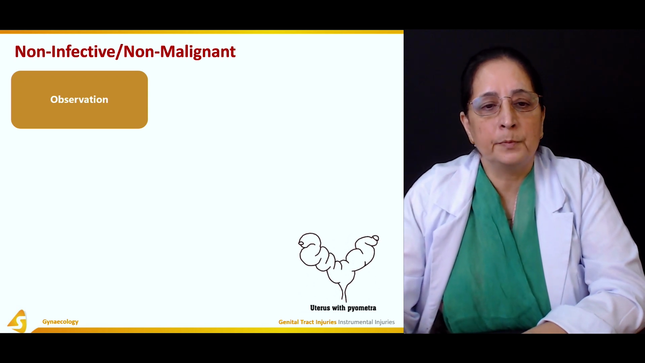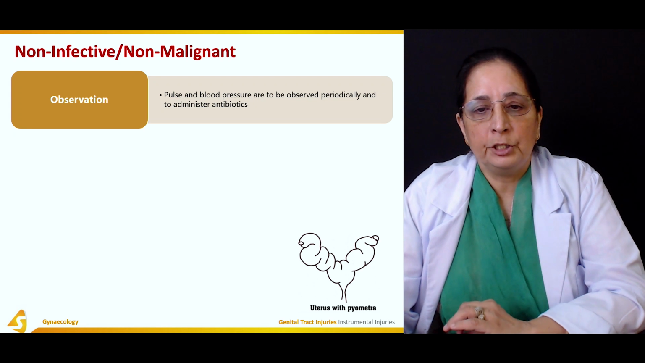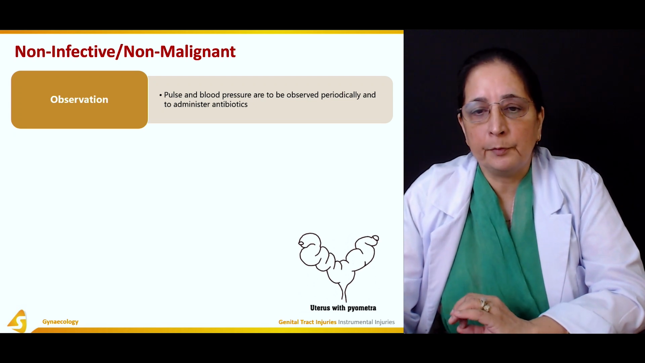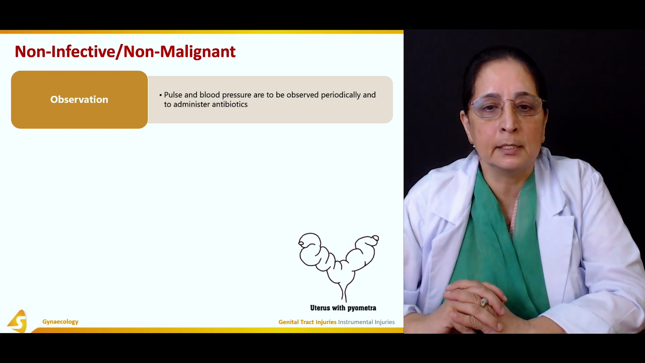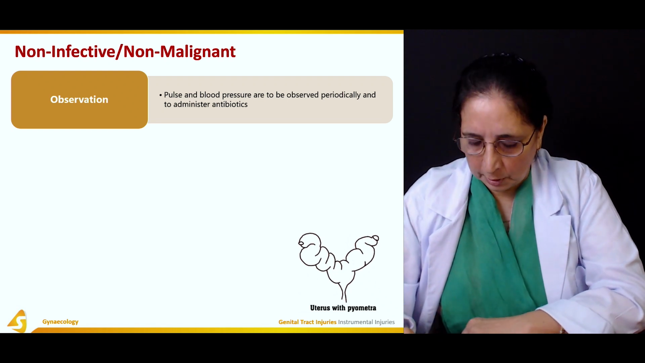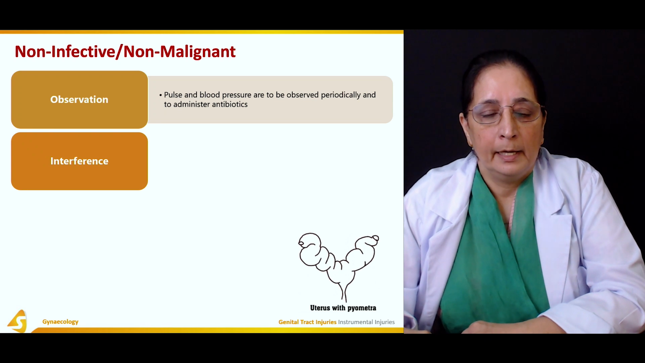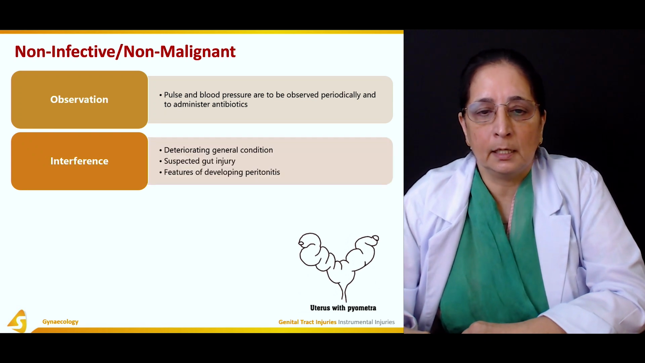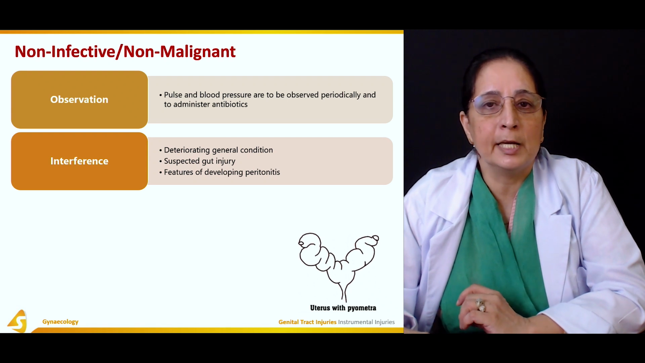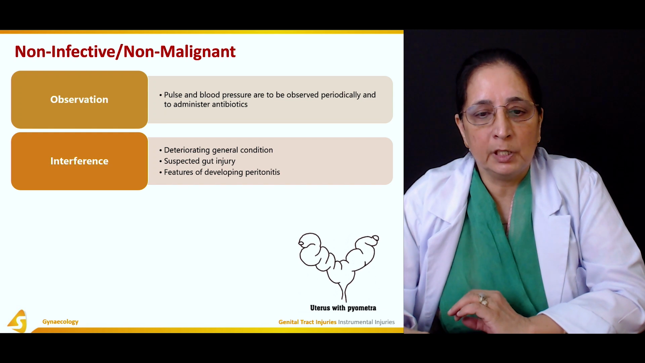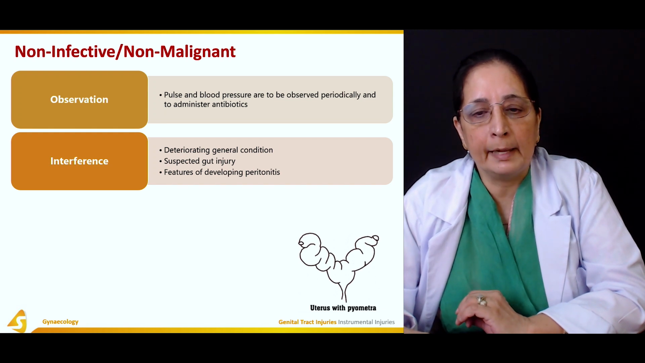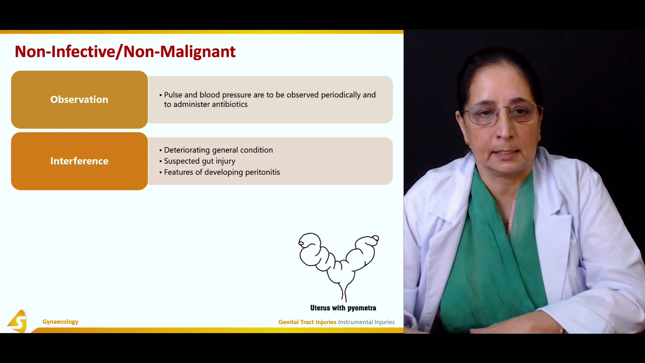First, we have observation. Pulse and blood pressure are to be observed periodically, and antibiotics administered. Interference is needed with a deteriorating general condition, suspected gut injury, or features of developing peritonitis.